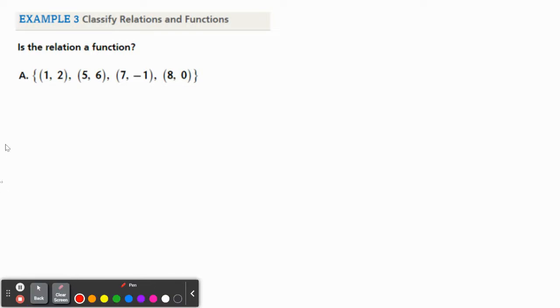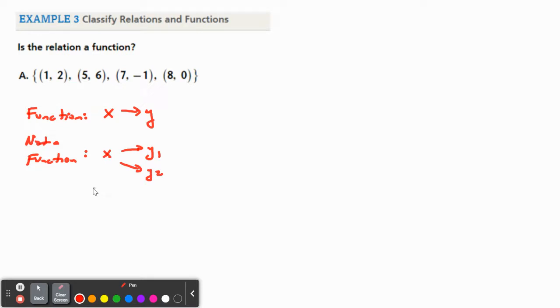So remember, if a relation is a function, then that means that each x is assigned or mapped onto only one y. You are not a function if one x has 2 different y's. This is a no-no. Okay? All right, so a couple of things here.